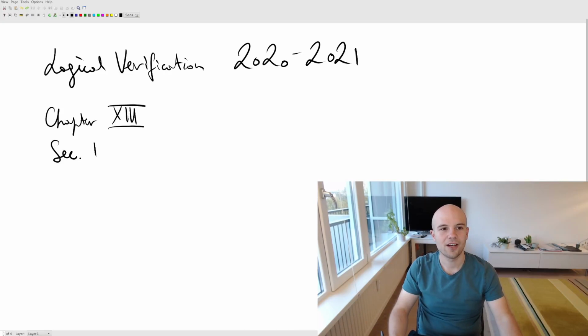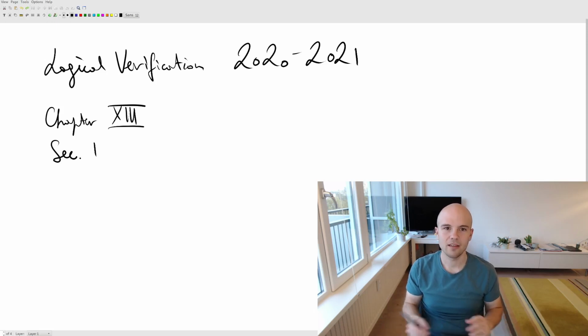In this video, we're going to cover Chapter 13, Section 1, the construction of the rational numbers. Two chapters back, in Chapter 11, we saw the construction of the integers. And now we're going to do a very, very similar construction to create the rational numbers inside Lean. We're again going to use a quotient.